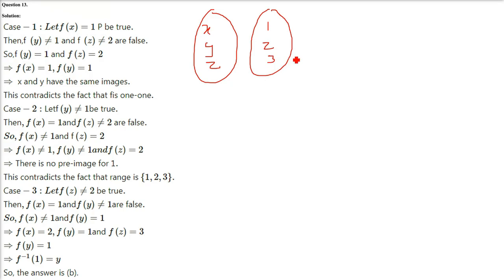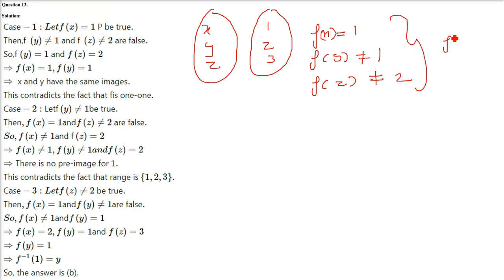So there will be matching from 1 to 1, right? Exactly one of the following statements is true, the remaining are false. One time only one can be true, other will have to be false. So this is f(x) equals 1, f(y) not equal to 1 and f(z) not equal to 2. I hope you got the idea. Exactly one of these three has to be true, the others have to be false. So we have to find f inverse 1.